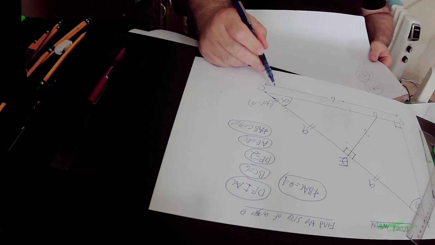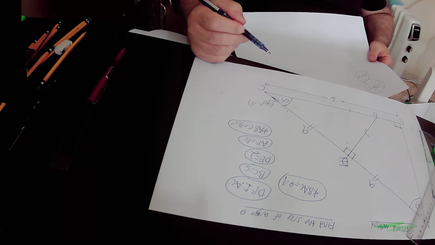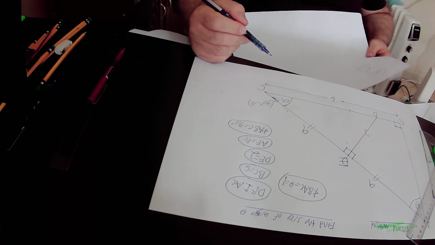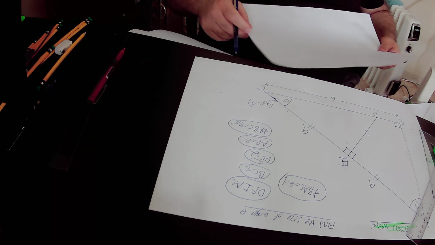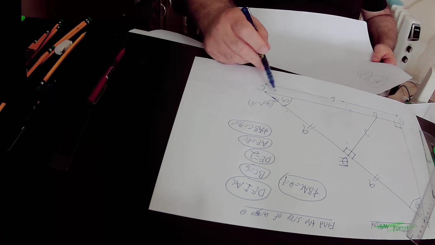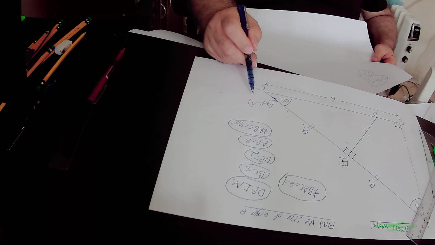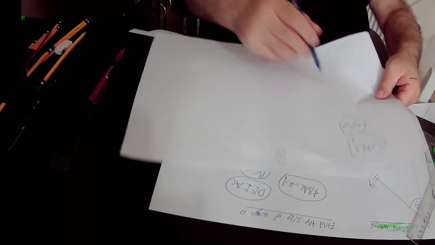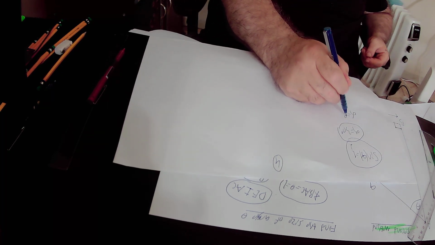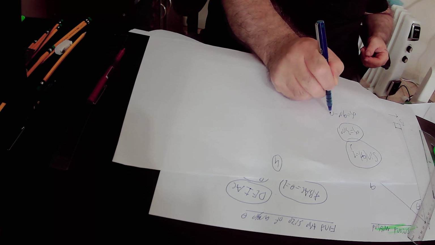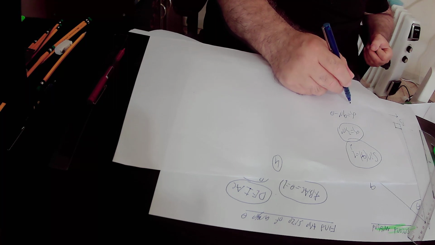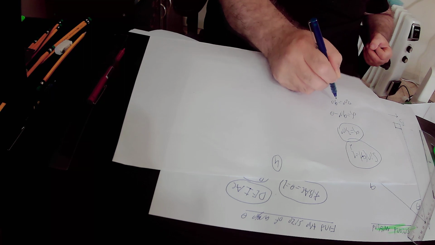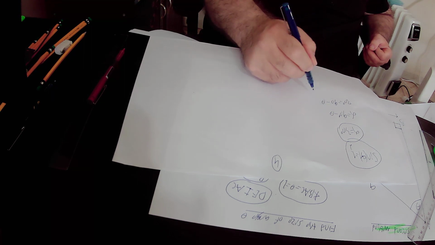And here we know that alpha equals 90 degrees minus theta. Here you can see that alpha equals 90 degrees minus theta. So we substitute alpha by 30 degrees, and we get that 30 degrees equals 90 degrees minus theta.